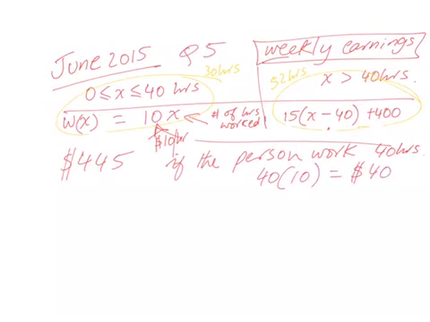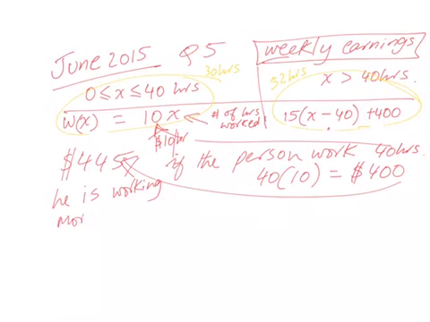That's the maximum. Now we have 445, so we know that he is working more than 40 hours, right? So we'll use this formula, right? So let's plug that in. Let's use that.